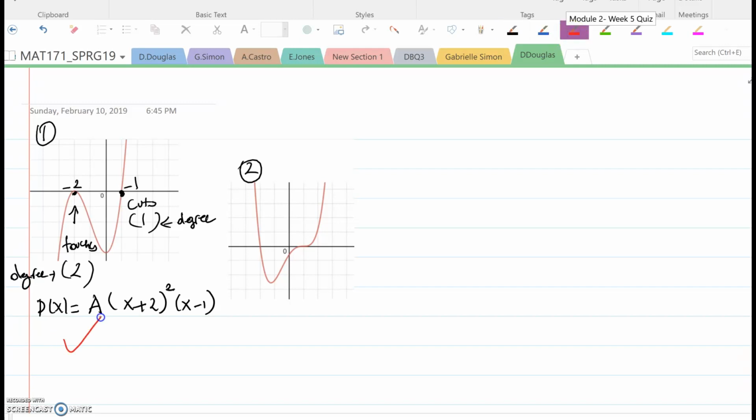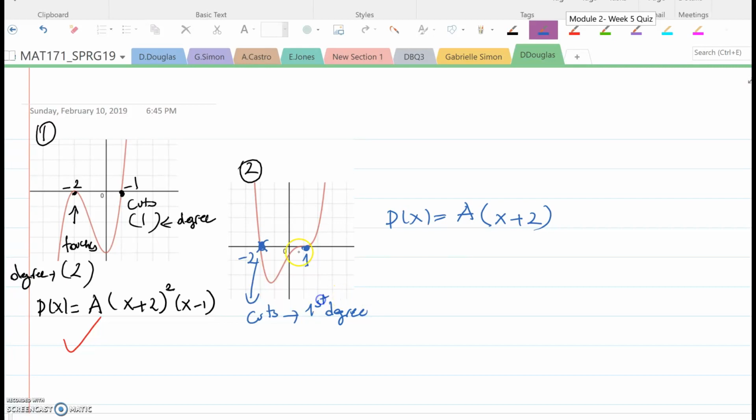So that's that. So if you look at picture 2, we have a point here -2 and we have a point here 1. All right, so then if you want to write that polynomial, it would be a times x plus 2 to the first degree, because cuts means first degree, right? And then it slides. This is a slide. For that one, we need to put x minus 1 cubed.